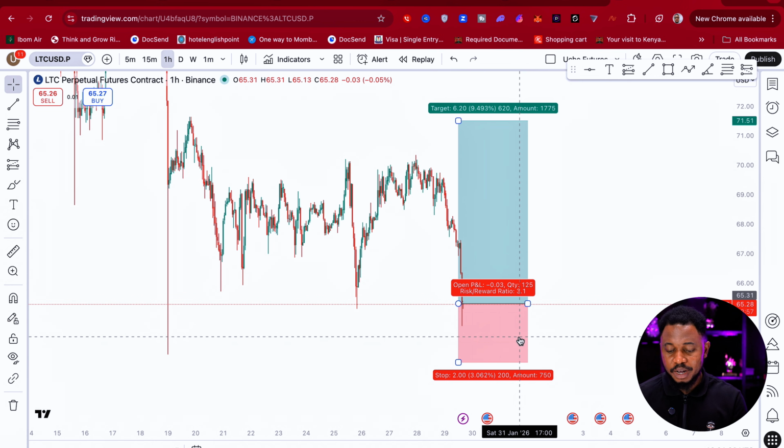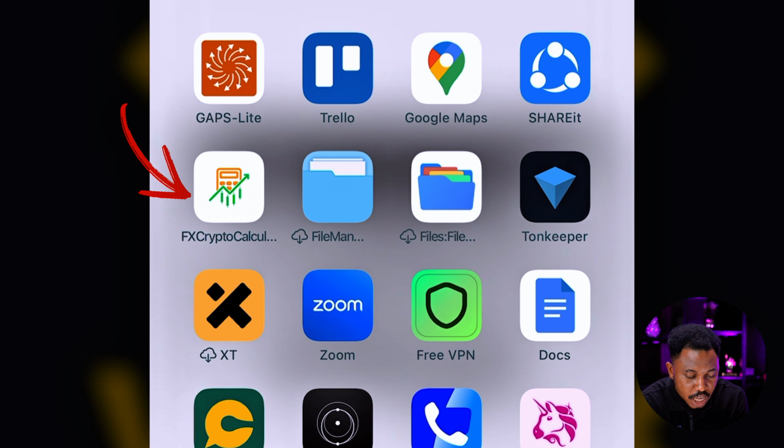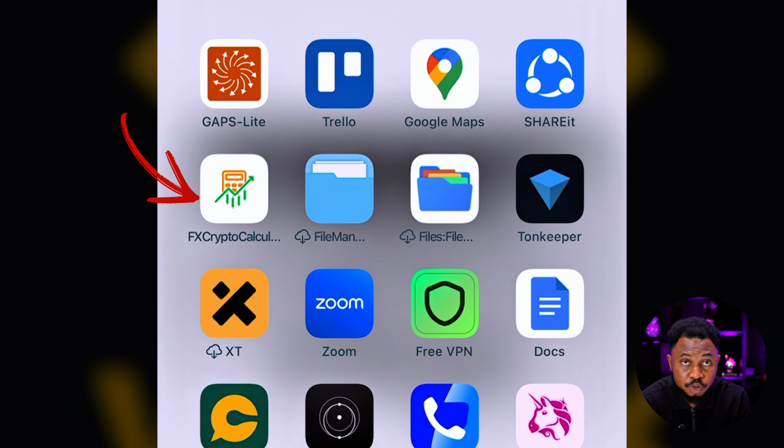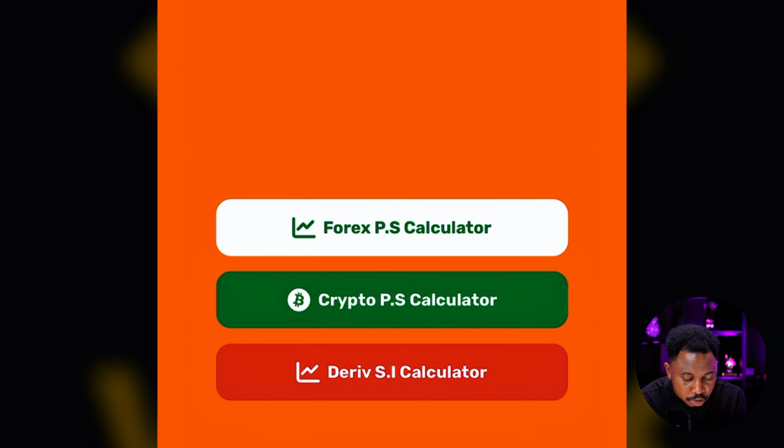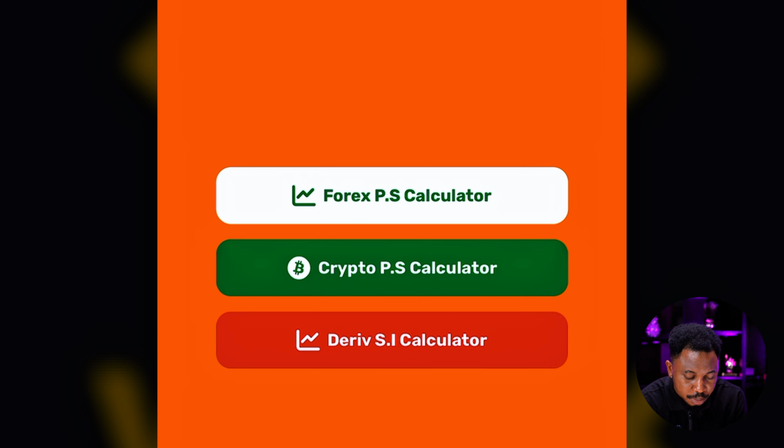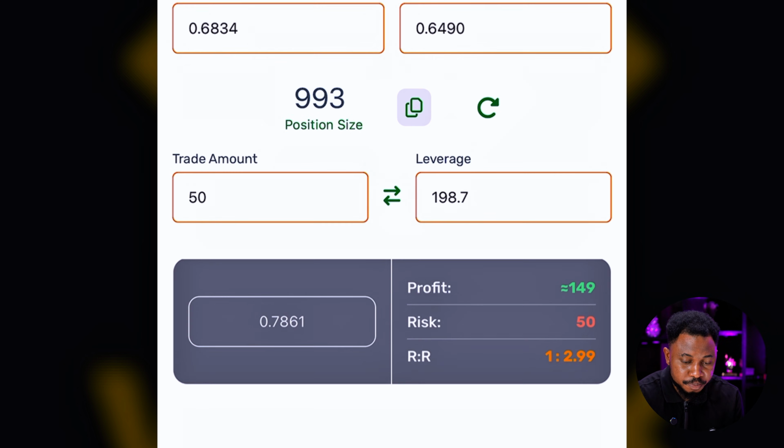But let me use a more systemized tool for you to understand that very well. You can basically install this app called FX Crypto Calculator. It's available on Play Store and iOS. It's going to help you to calculate this thing easily. So first, I'm going to click on it, and you can see Forex Calculator and Crypto Calculator. So I'm just going to click on Crypto.